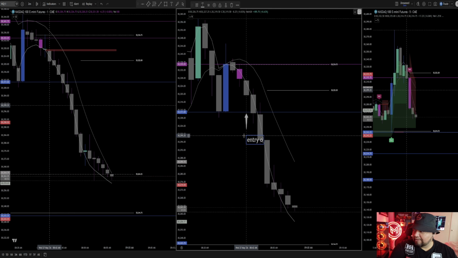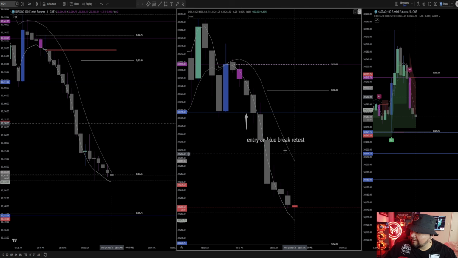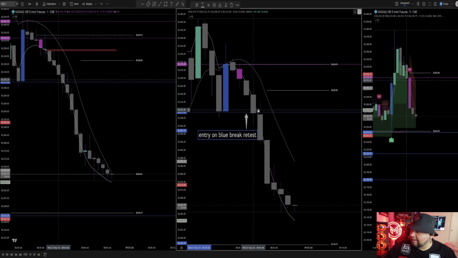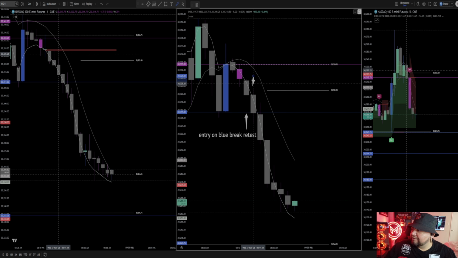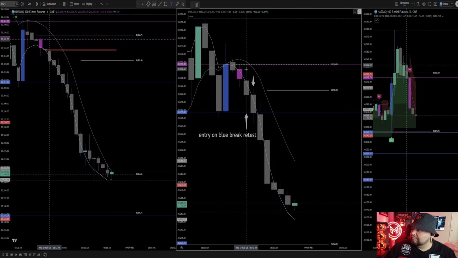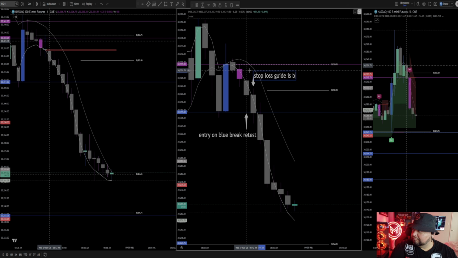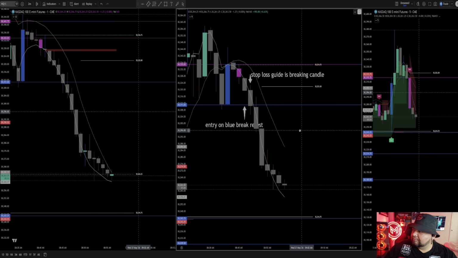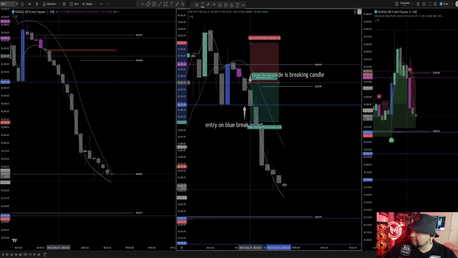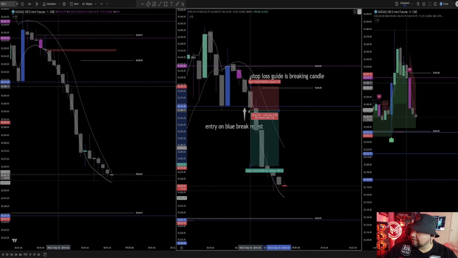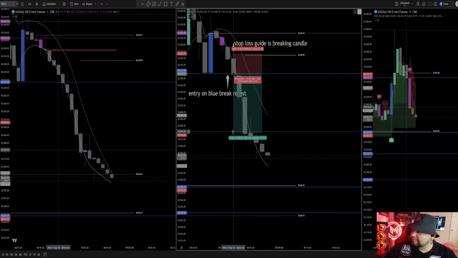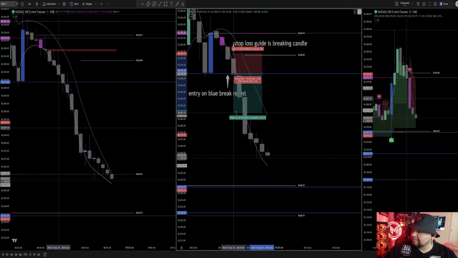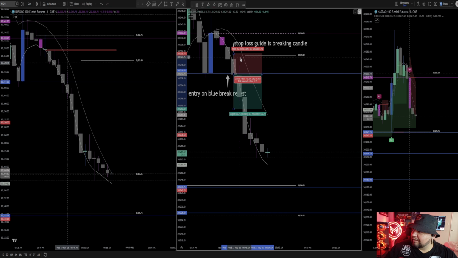So entry on blue break, retest, okay. And then your stop loss guide on the 2. So there it is again. Stop loss guide. You're looking to enter at the retest, right? And if you played it to 290, that's what it would have looked like.